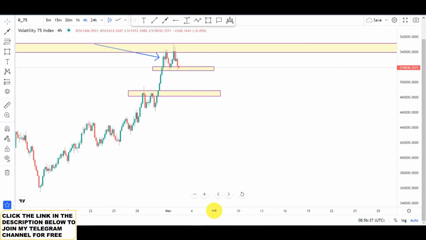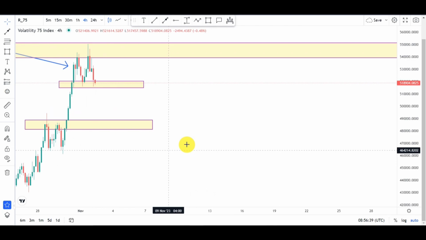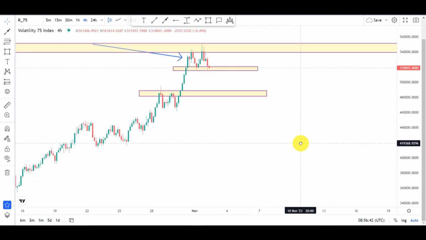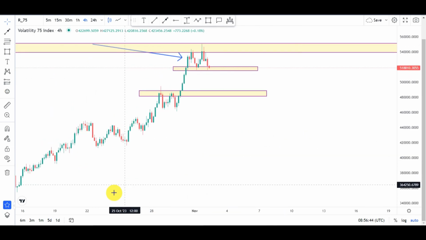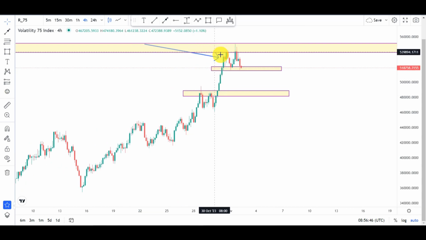So guys and girls, those are my insights today. If you are on your chart, make sure you observe volatility 75 and see how it plays out. Will this double top pattern work out today or not?